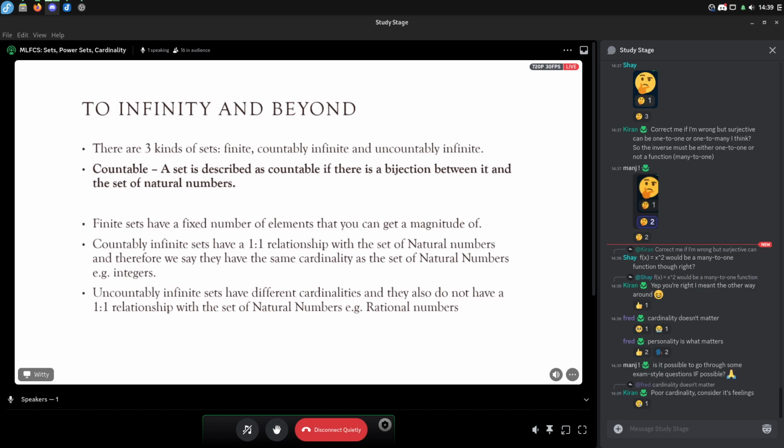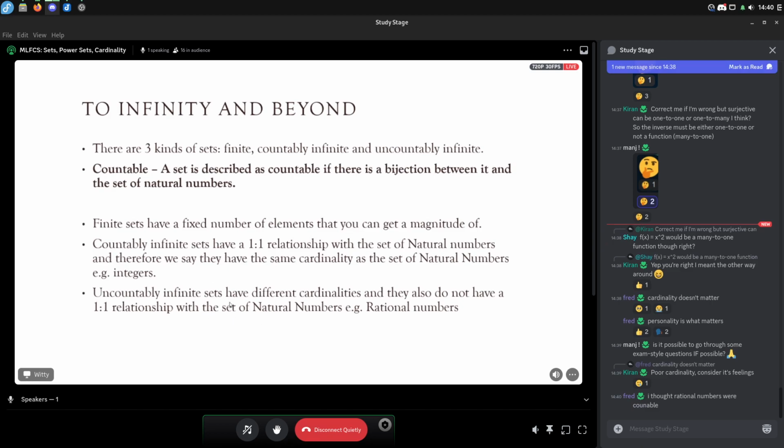So, rational numbers. Can anyone come onto the stage, because it's going to be quite a long thing to type, and explain why rational numbers are considered uncountably infinite, going by the definitions that we just learned? Put your request for the stage. Have a go. Why are rational numbers considered uncountable, whereas integers, for example, are considered countable? Anyone?